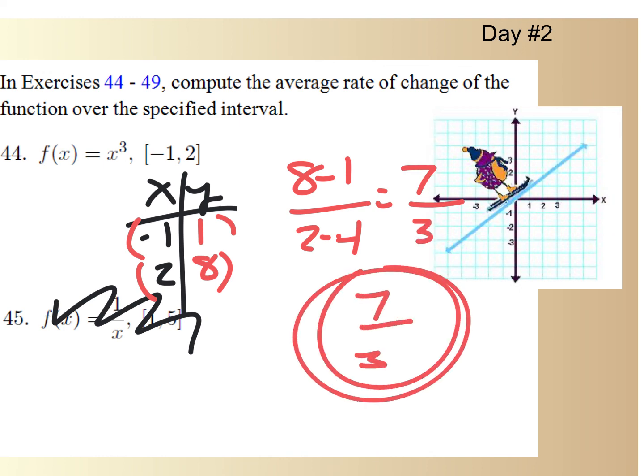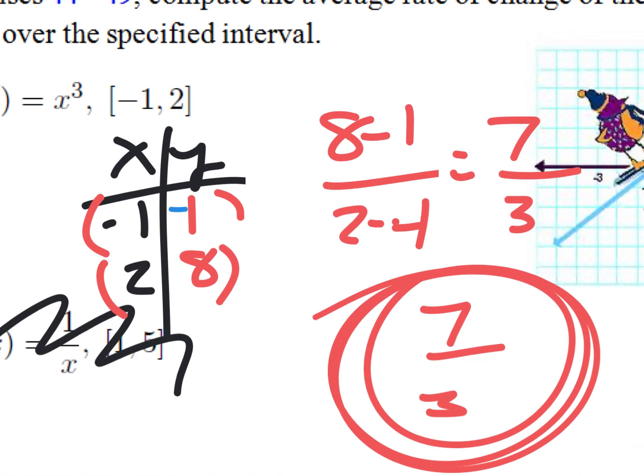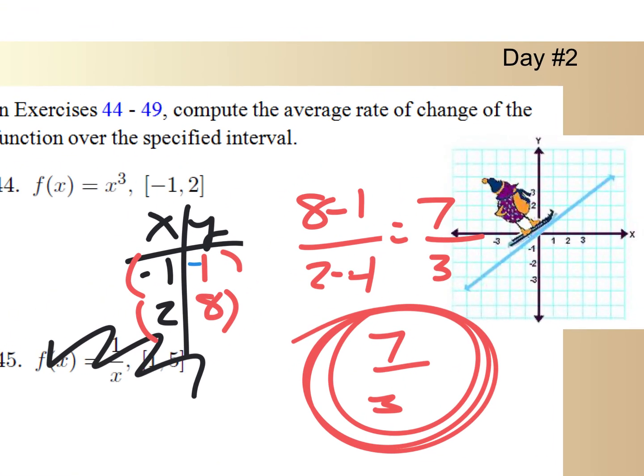I got 7/3. Anybody else got 7/3? Ruh-roh. I'm nervous. Maybe I screwed it up. I'm double checking myself. Oh, it's -1, -1. My bad. Okay, here we go. So then I have 8 minus -1, which makes 9.